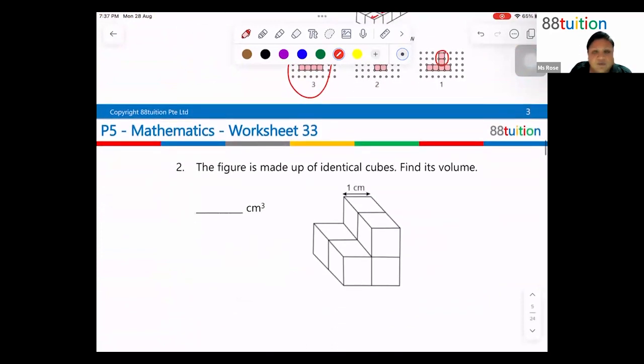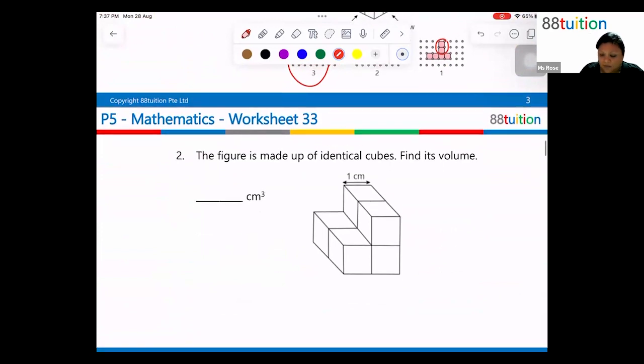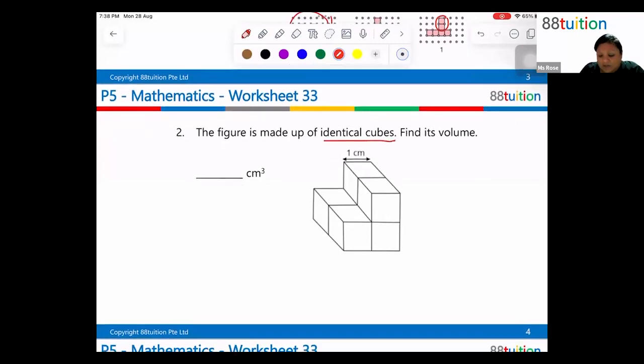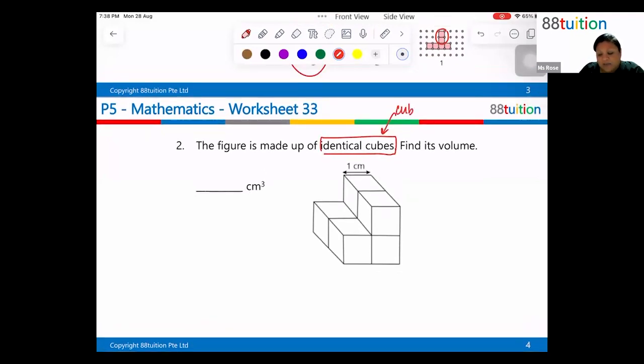Okay, now question 2. So the figure is made out of identical cubes. So the important part here, they are identical cubes. And because they are cubes, that means all sides must be equal. Okay. So all sides are equal and you're supposed to find the volume.